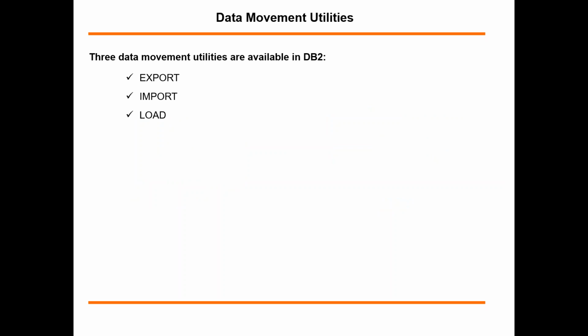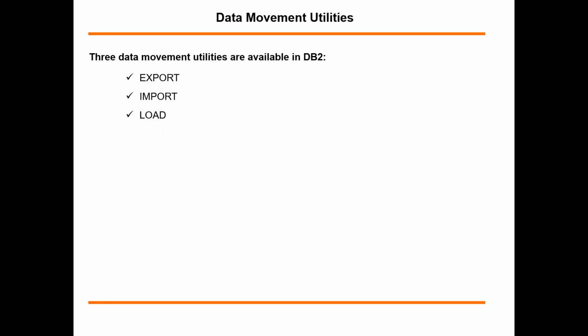So db2 provides three such utilities. One is export, another one is import, third one is load. Export is to take data out of the db2 database. Import is to put data inside, and load has the same functionality as import, but is much faster.